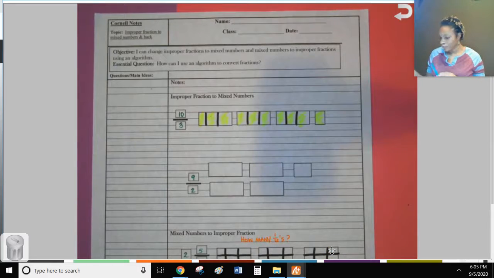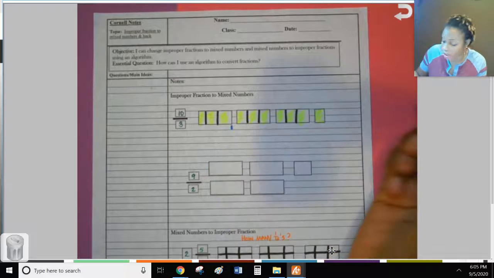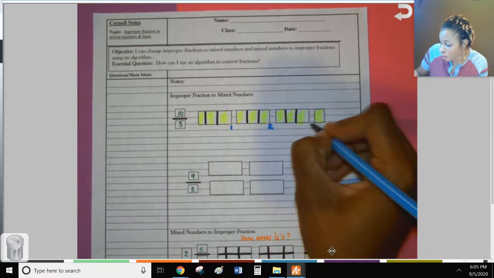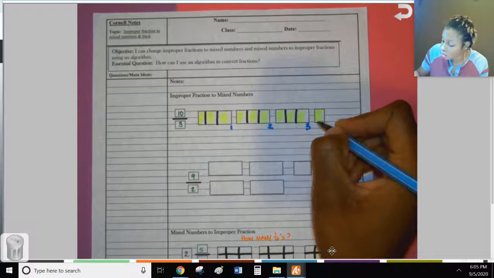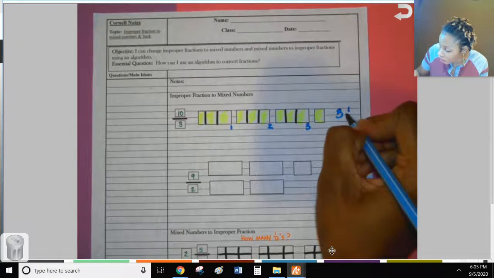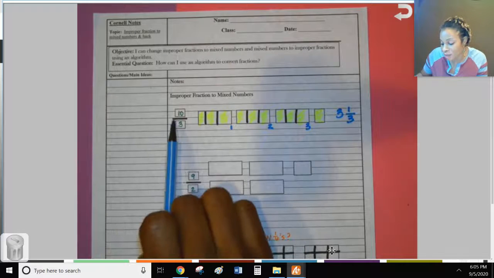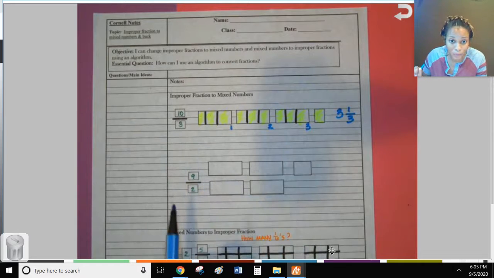And we remember from last time, hopefully, that we're trying to figure out how many wholes do we see? How many are shaded? I see 1 whole is shaded, 2 wholes are shaded, 3 wholes are shaded. So this is the same as 3 and 1/3. But if you don't have a model, how would you do this? You would use division, because we told you this is a division problem. 10 is being divided by 3.